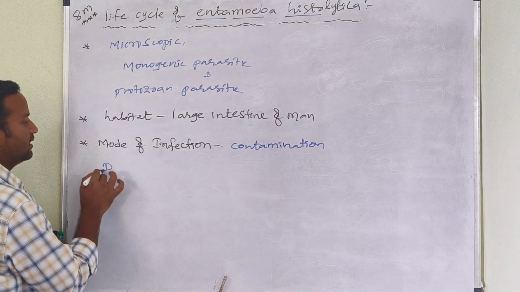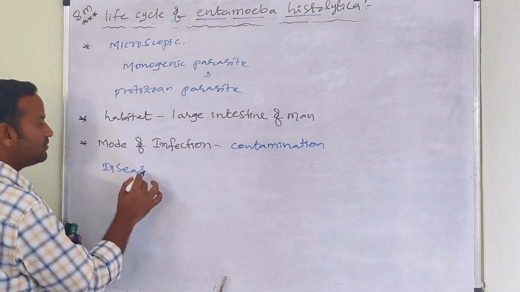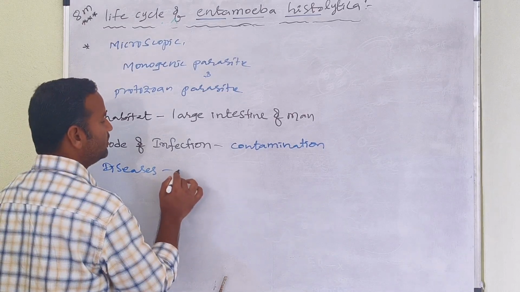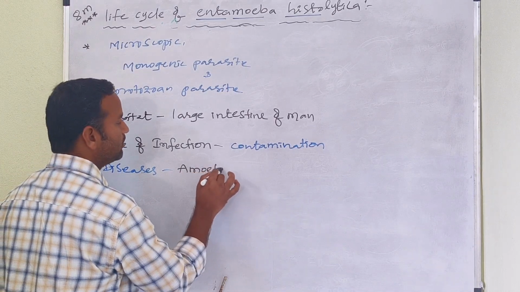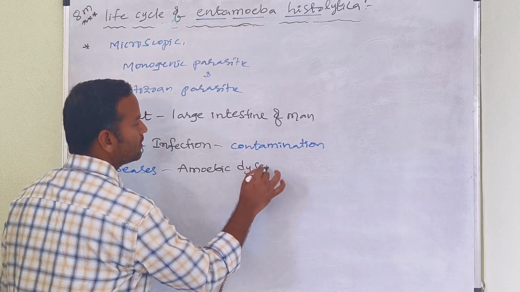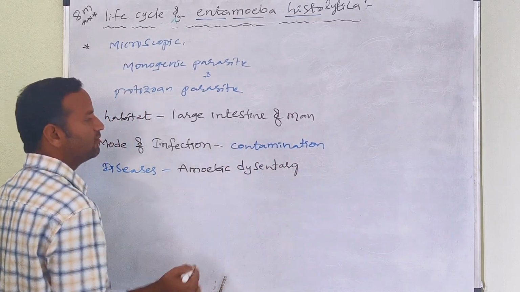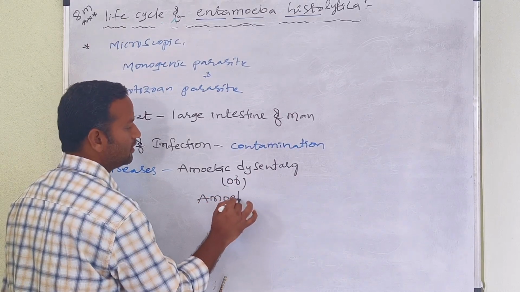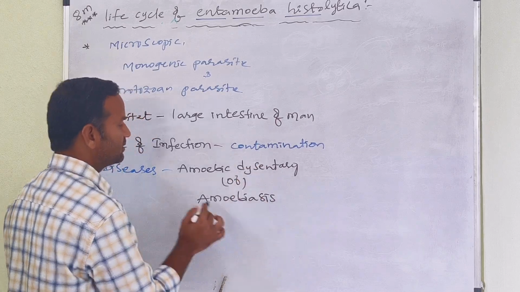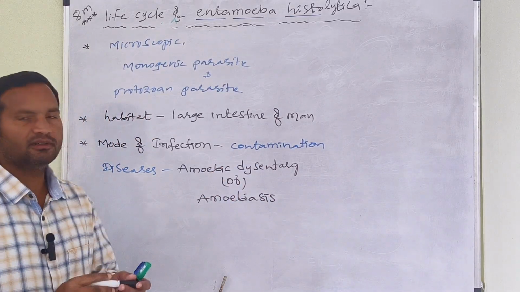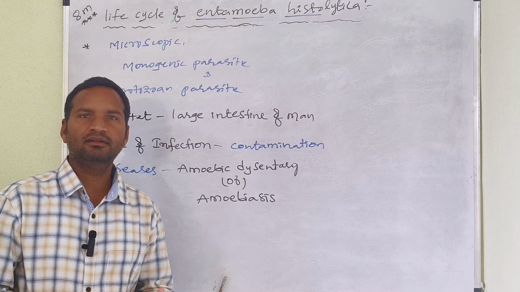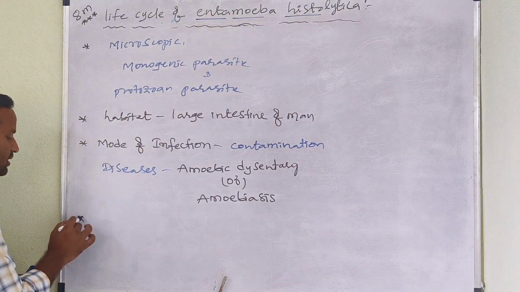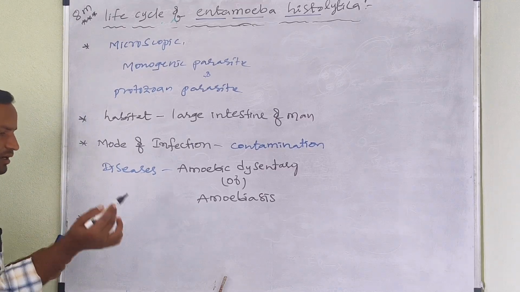Now let us see about the disease. This causes a disease called amoebic dysentery, or amoebiasis. Amoebiasis, which is the disease of these parasites, causes amoebic dysentery. Yes, this is about the infection of the parasite. The next point about it.